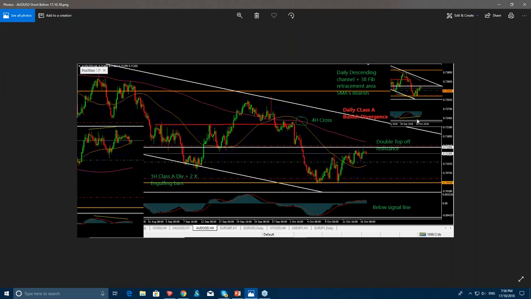And I think this is a great case in point of where we need to practice discipline and wait for the trade. So we've done all this work, and you can see here there's a couple of different things going on. We've got our moving average cross. We've got our daily class A bullish divergence here. We've also got our daily descending fib retracement, and we've got this support and all of these things going on.